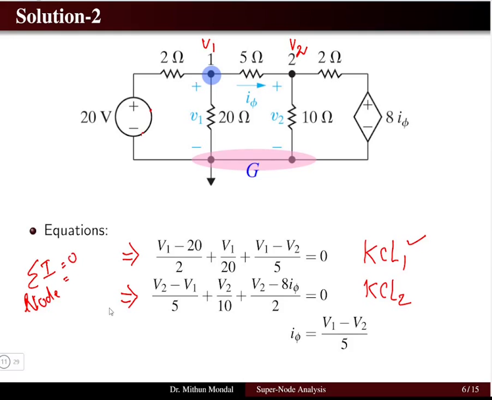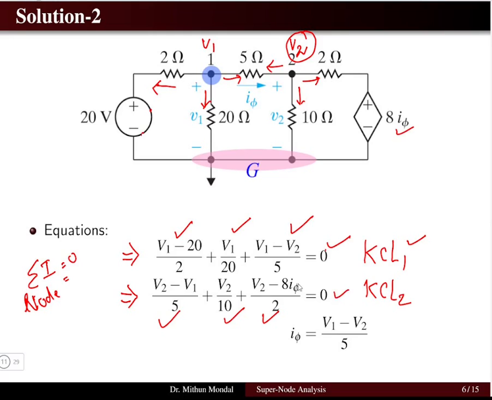So if we take the current moving outside as positive, then we can write (V1 minus 20) by 2, and in this direction V1 by 20, and in this direction (V1 minus V2) by 5 is equal to 0. Similarly, for node 2, we take the outward direction as positive. Then we can write (V2 minus V1) by 5 plus V2 by 10 plus (V2 minus 8 I phi), where 8 I phi is the source voltage of the dependent source, is equal to 0.